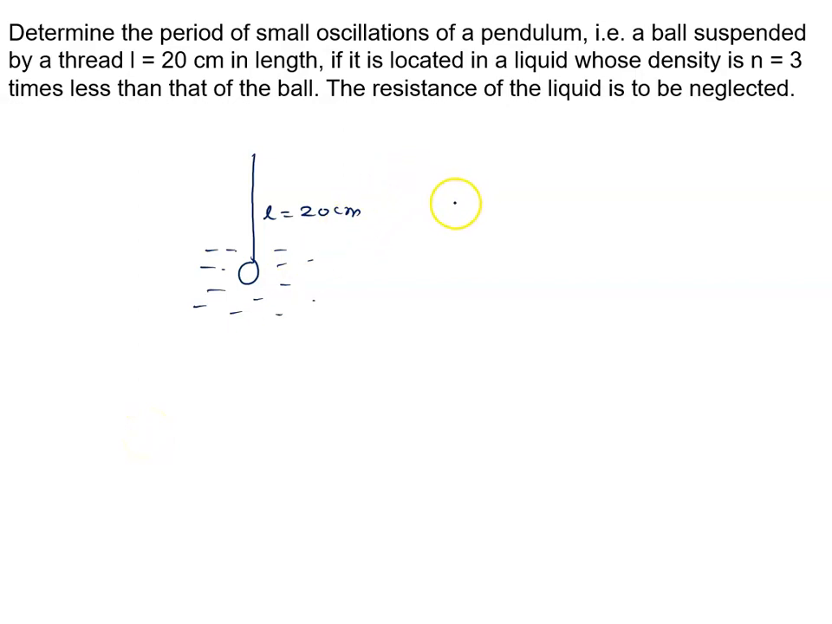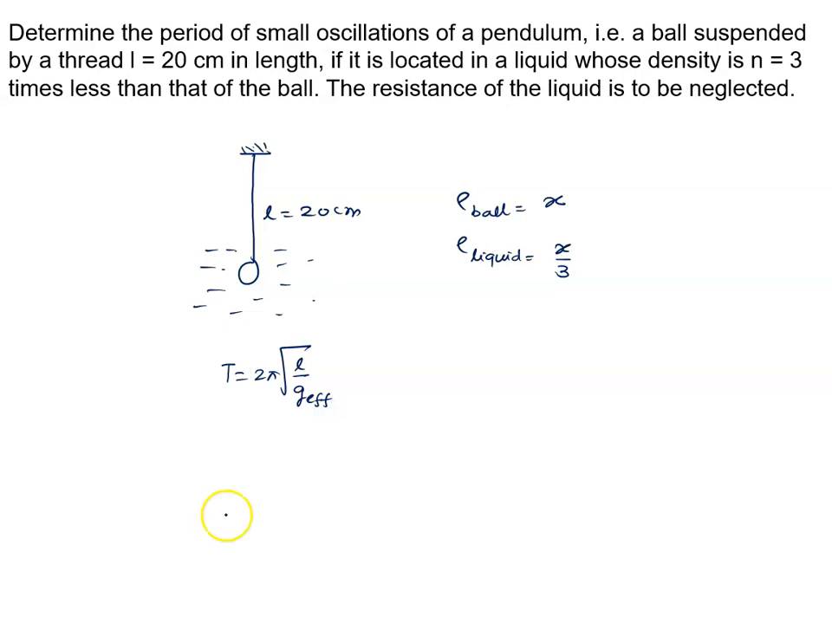Means if I say let the density of the ball is x and the density of the liquid is 3 times less, so it is x by 3. The resistance of the ball is to be neglected. Now, we all know this is a situation of the simple pendulum, and time period of simple pendulum is given by 2 pi root L upon g effective.